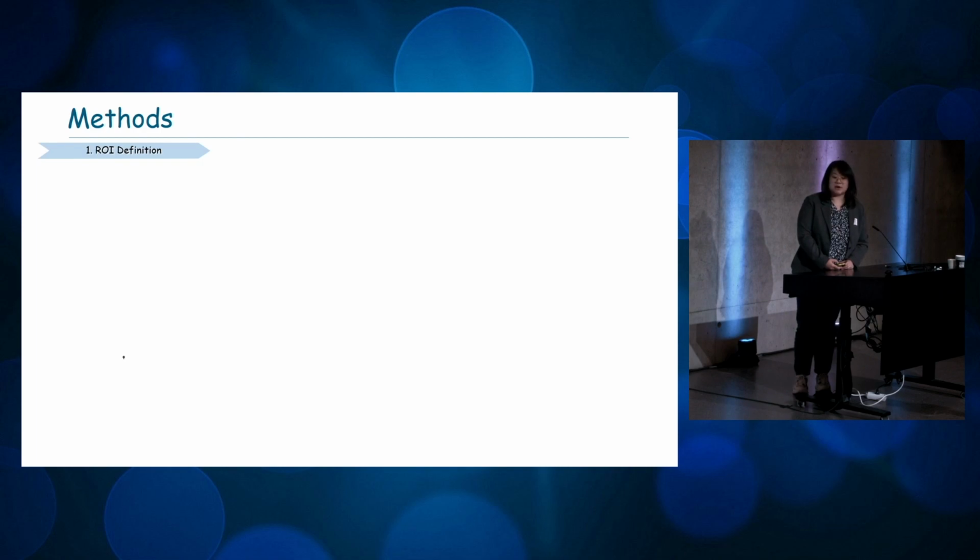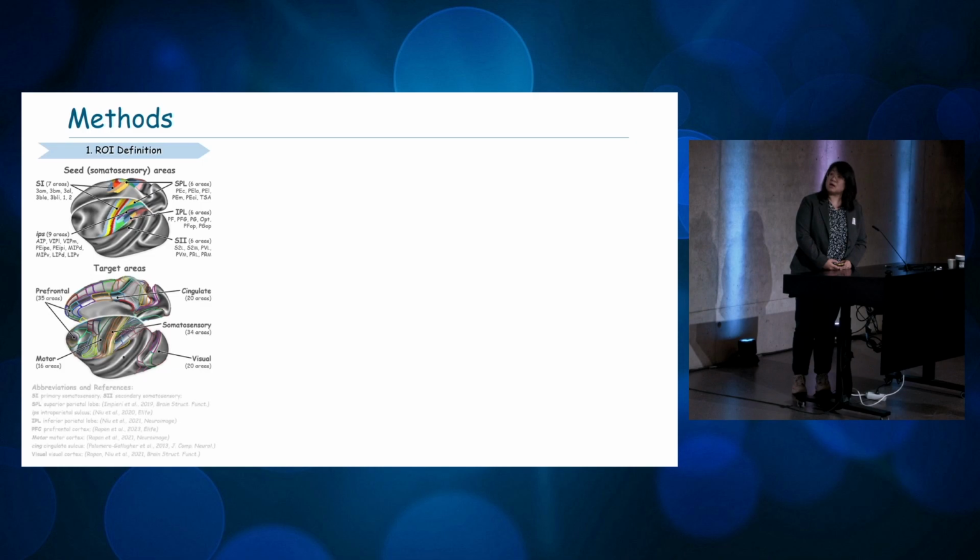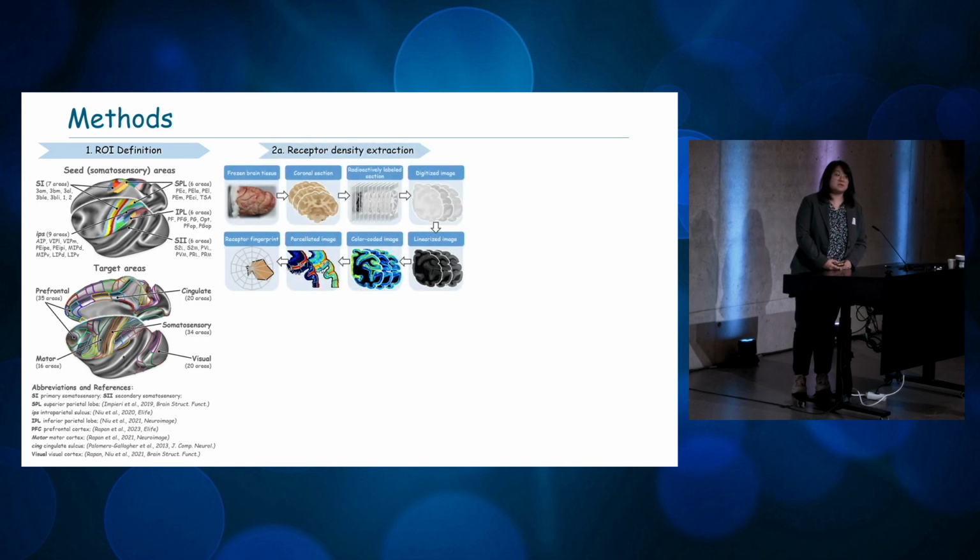Specifically, we first define the regions of interest based on our own architectonic parcellation. The seed areas include 34 somatosensory related areas in the parietal lobe, and target areas include 125 areas covering the cortical surface except for the temporal lobe. Then for each area, we extracted 14 different receptor type densities by means of quantitative in vitro receptor autoradiography to make a representative feature vector.